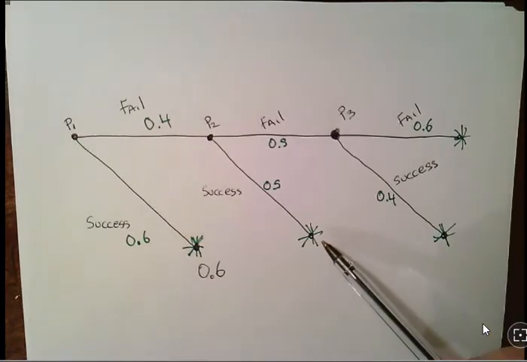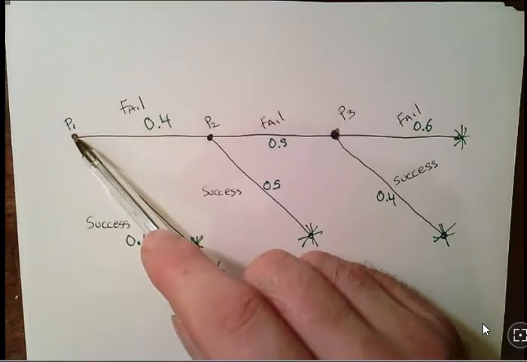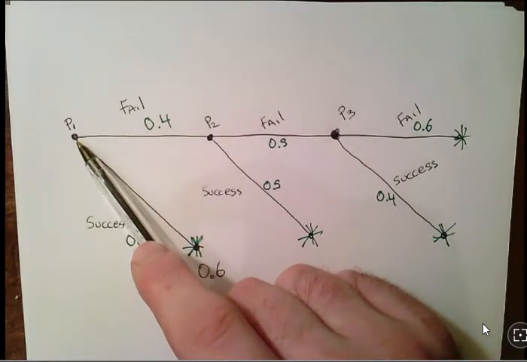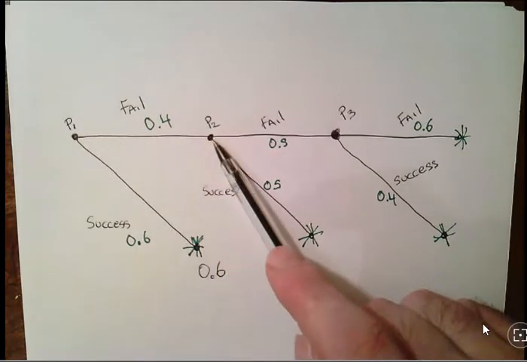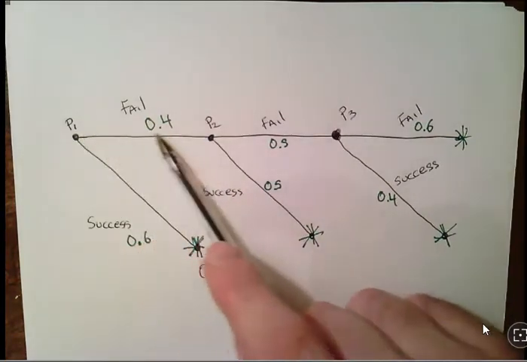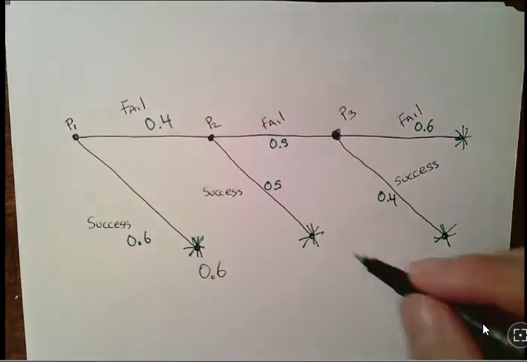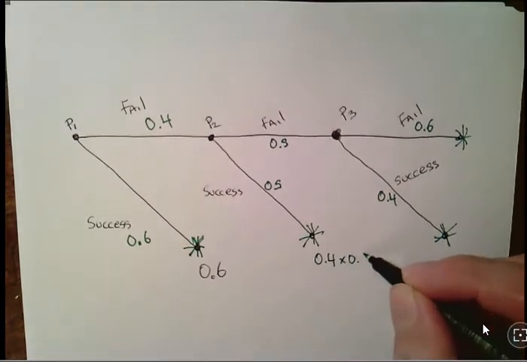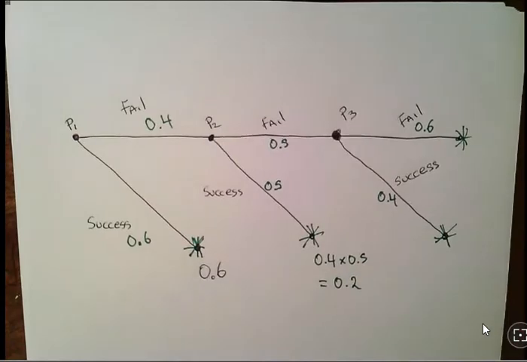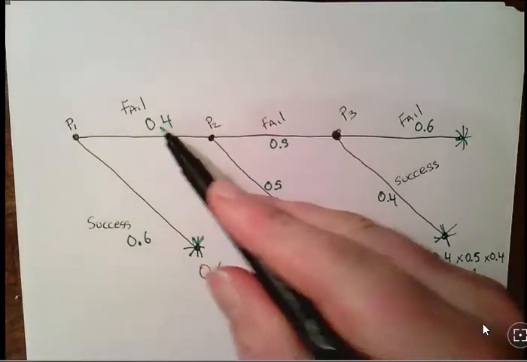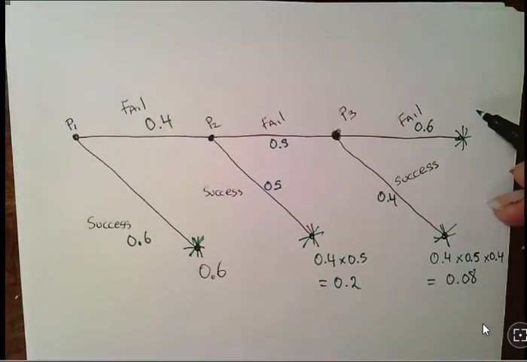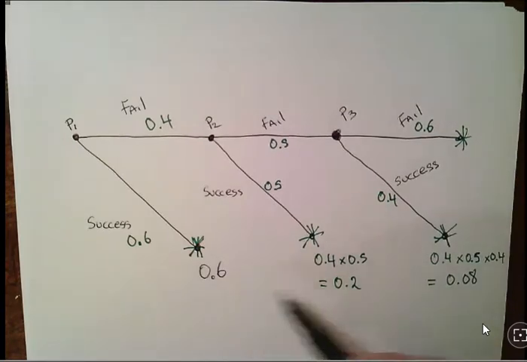Now this is how probability trees work. Starting off at the root node, we calculate the distance in terms of probabilities, which is to say we multiply this probability by this probability. So 0.4 by 0.5 equals 0.2. This one here is 0.4 times 0.5 times 0.4, which is equal to 0.08.